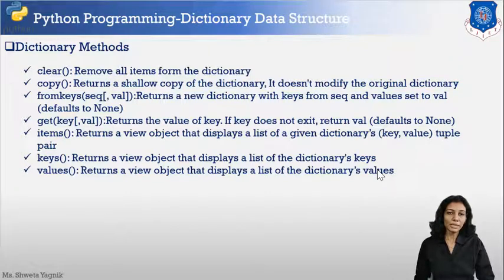Now the other method is items, which returns a view object that displays a list of a given dictionary's key-value tuple pairs. The keys function will return a view object that displays a list of the dictionary's keys, and values will return a view object that displays a list of the dictionary's values. So now let us see practically how to use these methods.